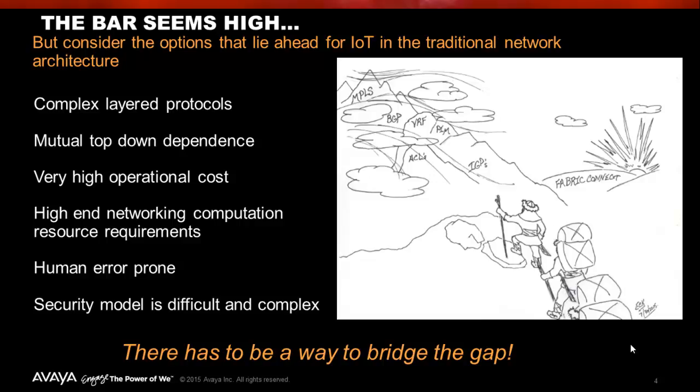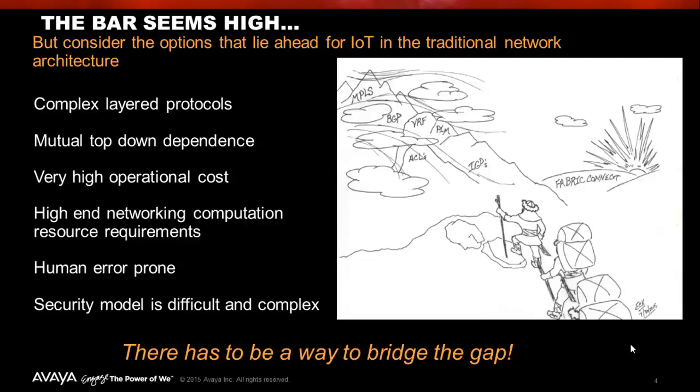Now, that bar may seem high, and this is the primary conversation I have with many customers, but I tell them, consider the options that lie ahead of you if you choose to do IoT in the traditional network architecture. You're going to be dealing with complex layered protocols. You're going to be dealing with mutual top-down dependence in those protocol architectures. You're going to be assuming a very high operational cost because everything you're doing with the IT, you're basically going to be doing towards a 2x or even a 3x operational model in order to incorporate an IoT model.